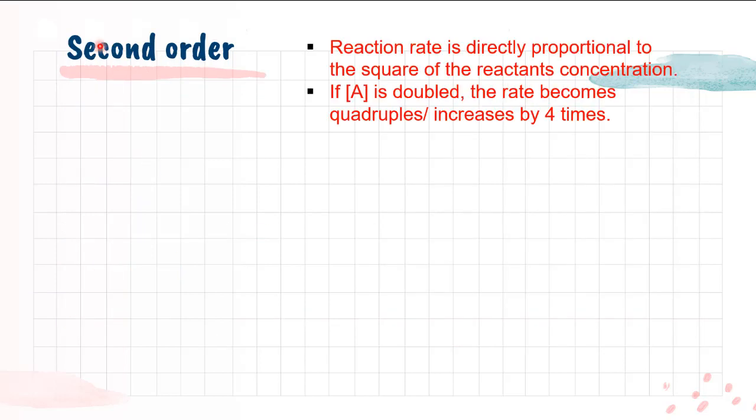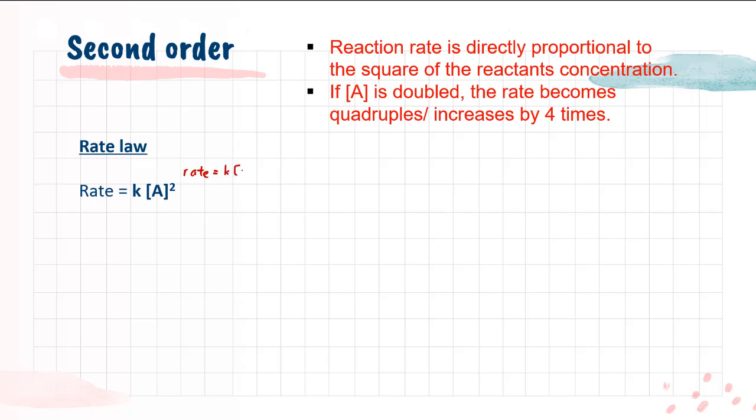And second order. For second order, the reaction rate is directly proportional to the square of the reactant concentration. So this refers to the rate law. If you look at the rate law, rate equals k times concentration A raised to power 2. So directly proportional to the square of the reactant concentration. It means that if you double the concentration of A, the rate quadruples, or increases by 4 times.